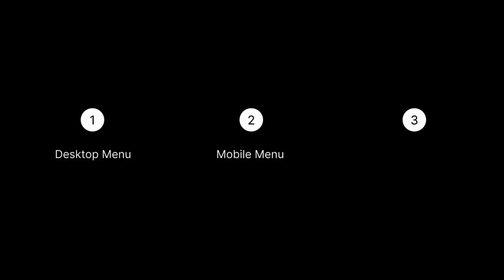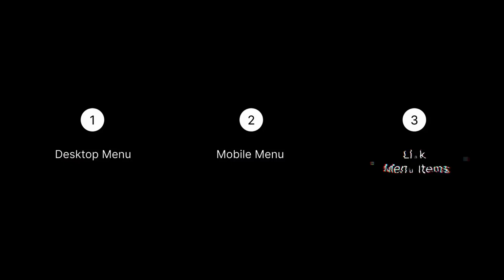First, we'll create the desktop menu, which is your horizontal menu with your navigation items. Second, we'll then create our mobile menu, which is a hamburger menu that can be popped out and displayed on smaller device sizes. Finally, we'll link the 2 menus together so that we can make changes in one location and for those changes to be applied to both the desktop as well as the mobile menu.